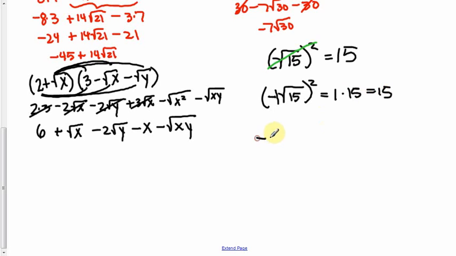Now here is where I think what you were trying to get at. If it was like this, you're only squaring the root 15 and the negative is hanging out front. See, the negative is not in the parentheses being squared. Okay? So that's a good question.